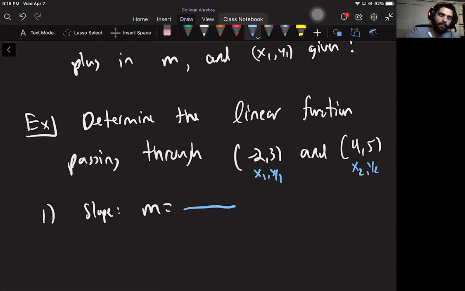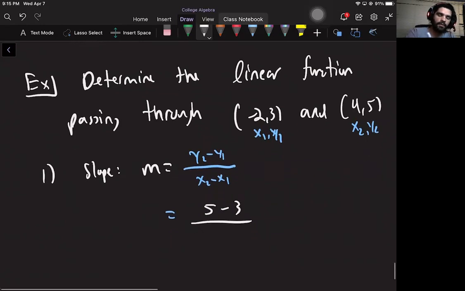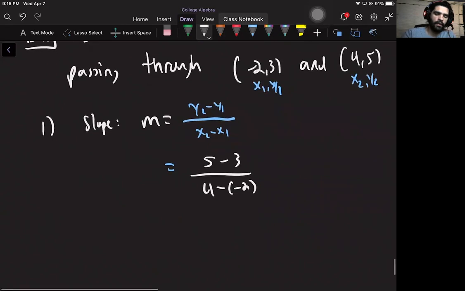So y2 minus y1 over x2 minus x1 becomes y2 is 5, y1 is 3. It's easy to get mixed up. x2 is 4 and x1 here, got to be careful, is -2. We can't just pretend we already included the negative. We have to do 4 minus -2. That minus is already built in. Can't forget about it, just because there's another one on the 2. Okay, so we're just copy pasting nicely, not messing up.